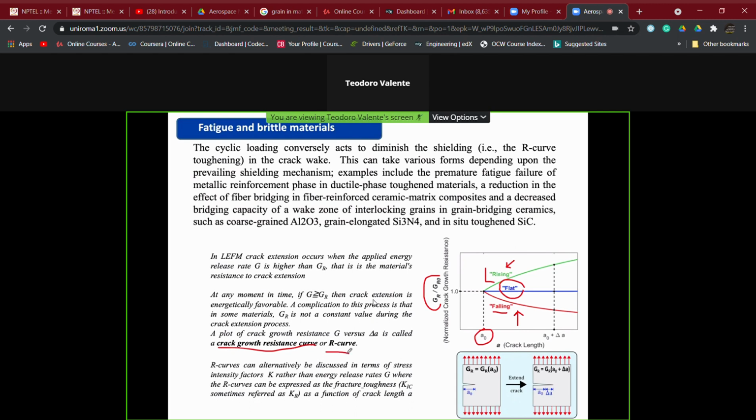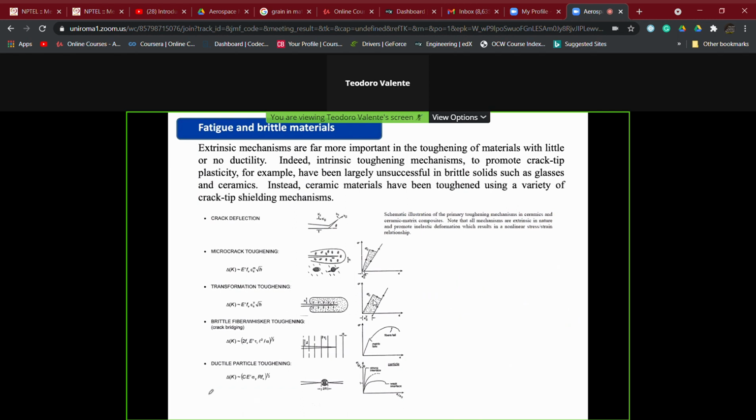This is another important concept, which can also be converted, since we have seen the relationship between the strain energy release rate and the fracture toughness. It can also be converted in terms of stress intensity factor, but usually it is explained by looking at the energetic approach. Here you have reported some of the extrinsic mechanisms which are most important for materials with brittle behavior. We have discussed crack deflection, microcrack toughening, transformation toughening, think for example of zirconia, and brittle fiber or whisker toughening in the case of composite materials.